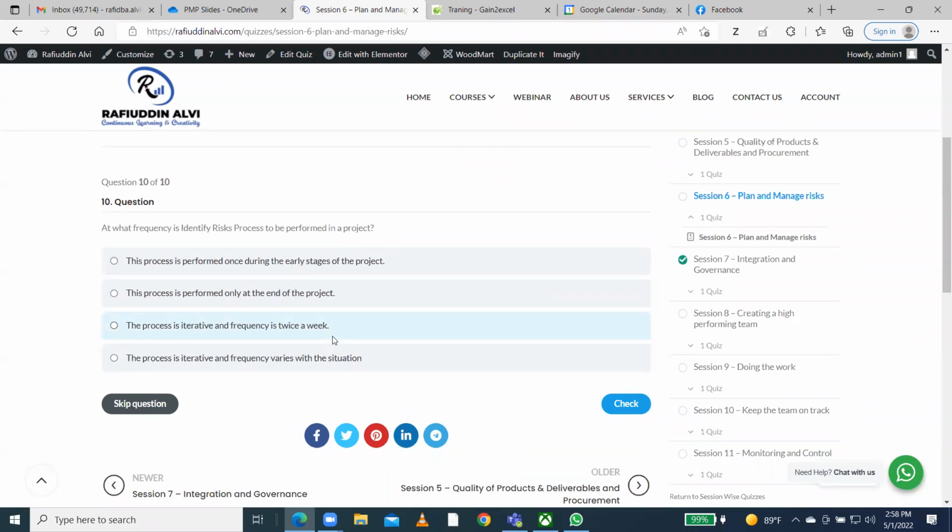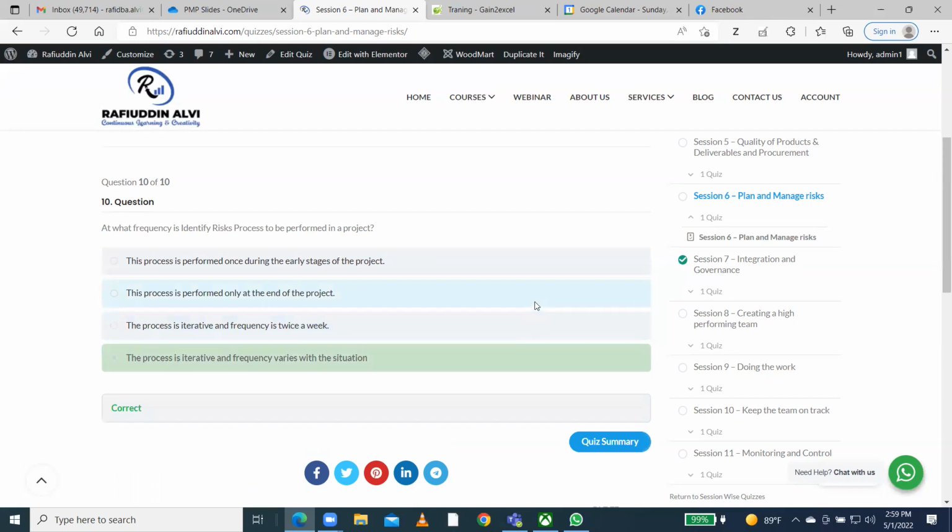At what frequency is the identify risk process to be performed in a project? This is also a very good question. The risk process is performed once during the early stage of the project, or at the end, or the process is iterative and frequency varies. Last one, yes, good. So it can be multiple times. Iterative means repetitively, and varies with the situation, meaning based on the situation. Correct, very good.